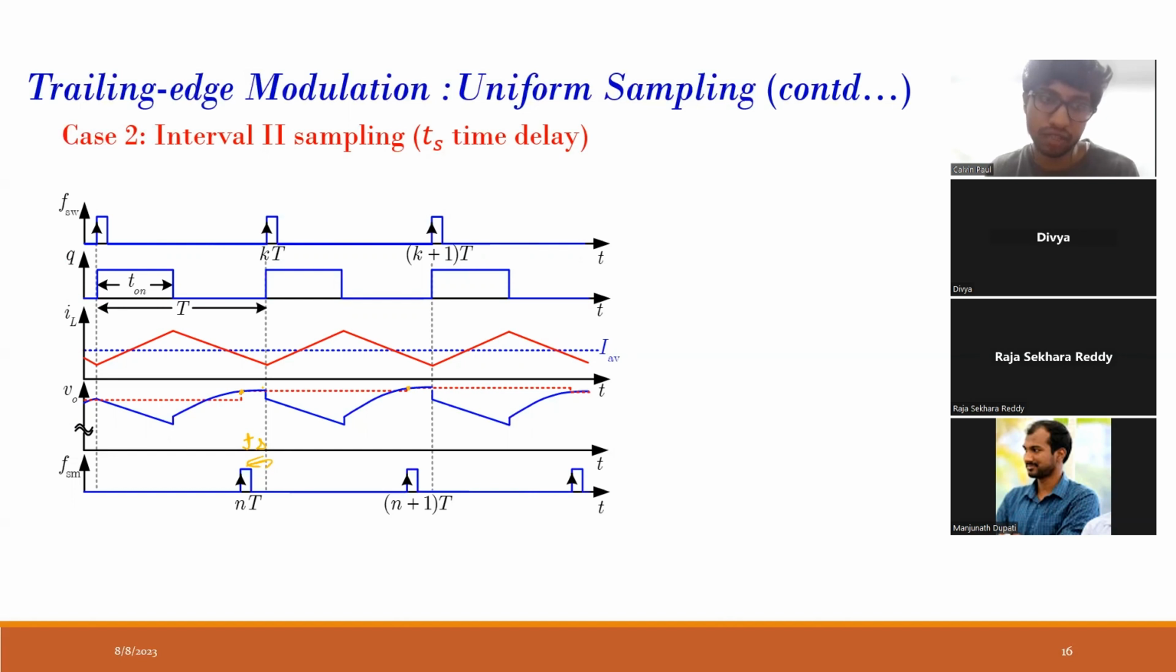We will take the sample prior to where we want, so that there's a certain duration for which the ADC will finish the conversion, and the controller can also compute the command signal which is required. So that is the delay Ts. We are also again taking the sample when the inductor current is falling, so it is known as interval 2 sampling. And there is a Ts time delay.